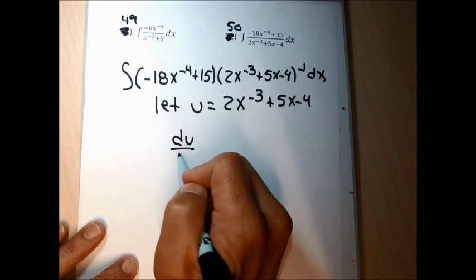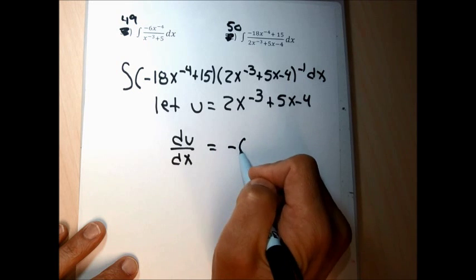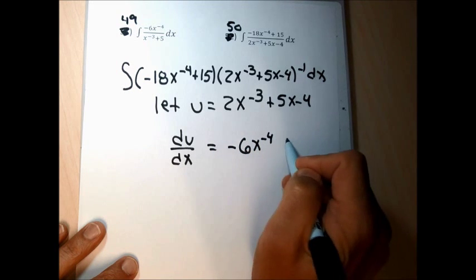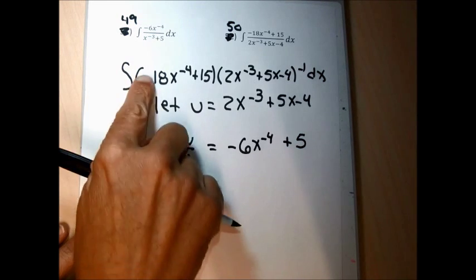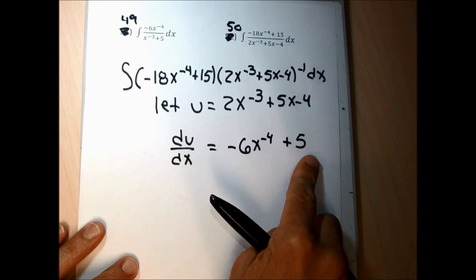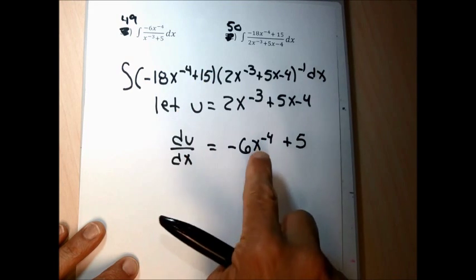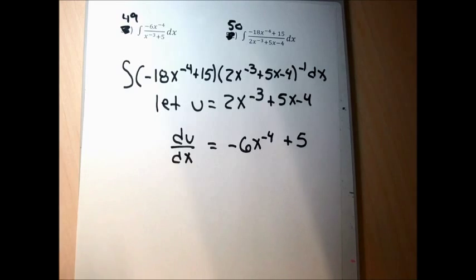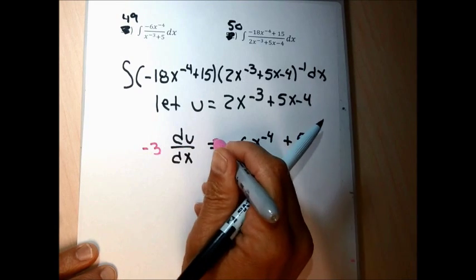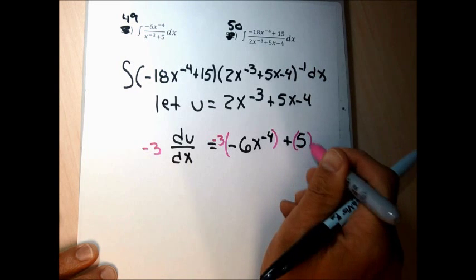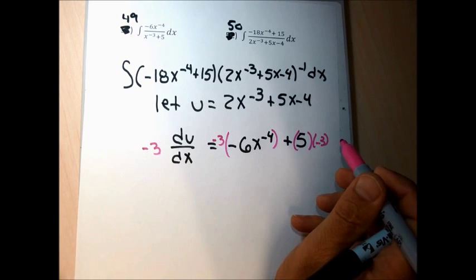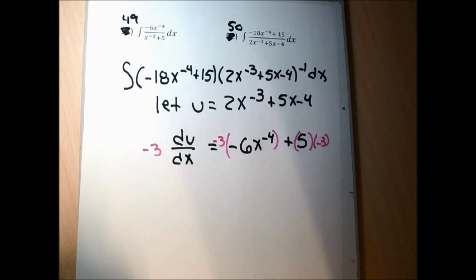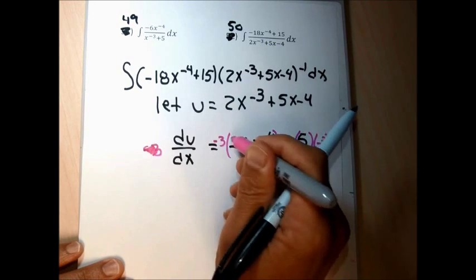Take the derivative with respect to x. I'm going to get a negative 6x to the negative 4 plus 5. That's not exactly what I need, so I either need to multiply or divide by a number. 5 times 3 is 15. Negative 6 times 3 is negative 18. I'm going to multiply by negative 3. And it doesn't work. No, I just multiply by positive 3. It does work. I'm just making a mistake because this is the last problem and I want to be done.